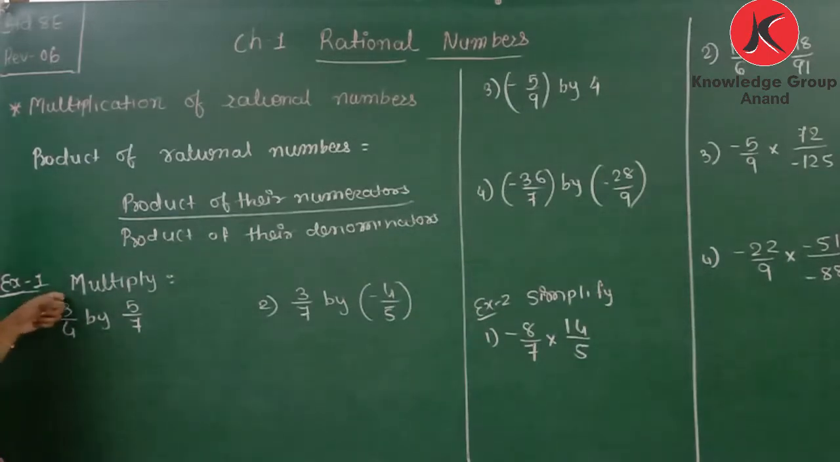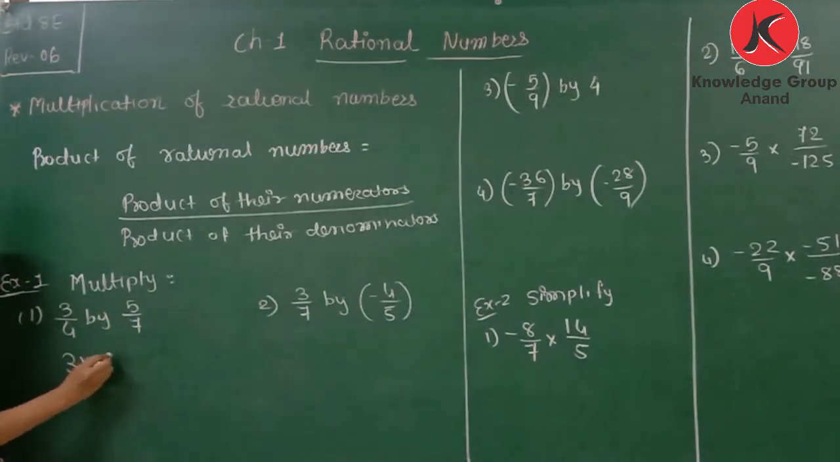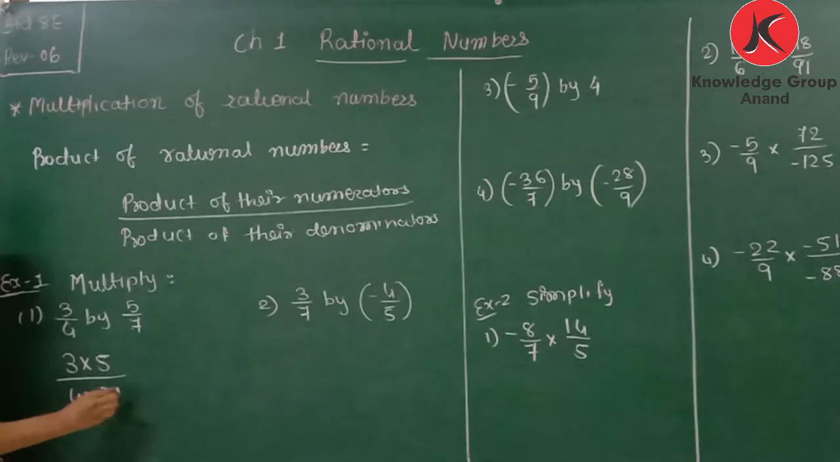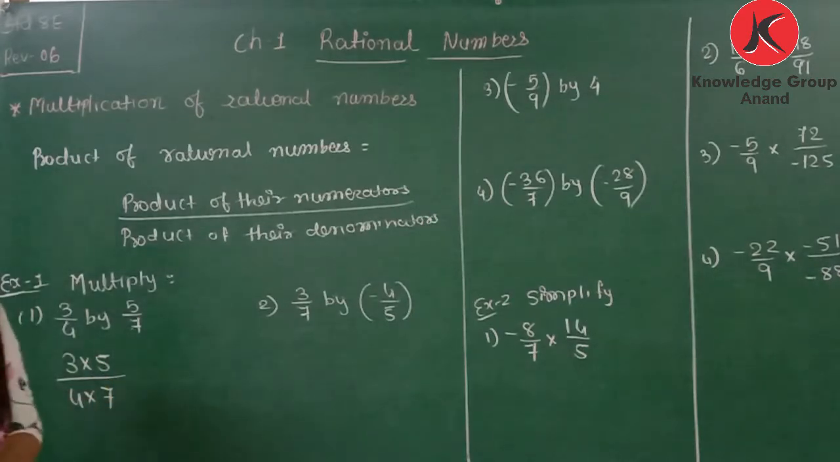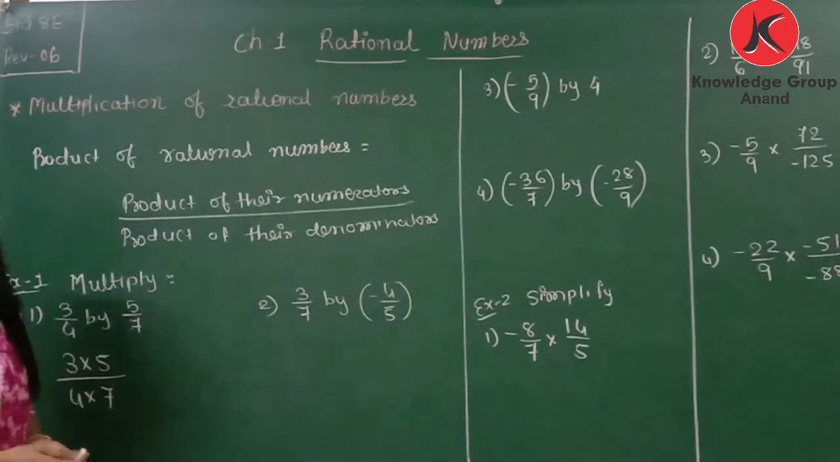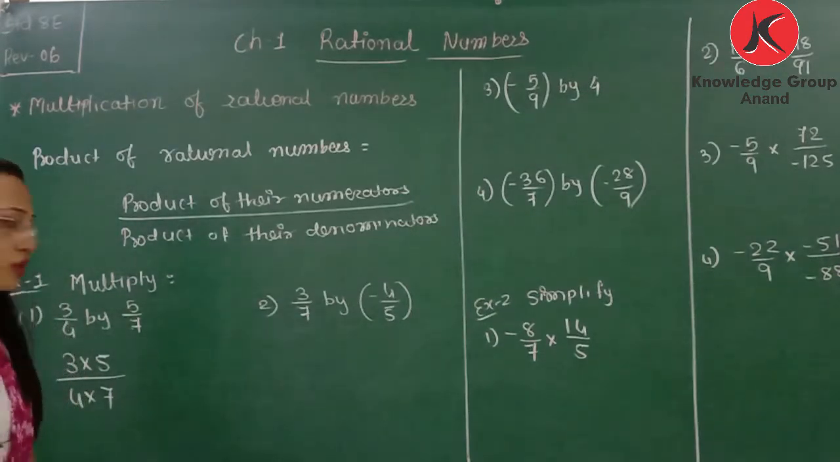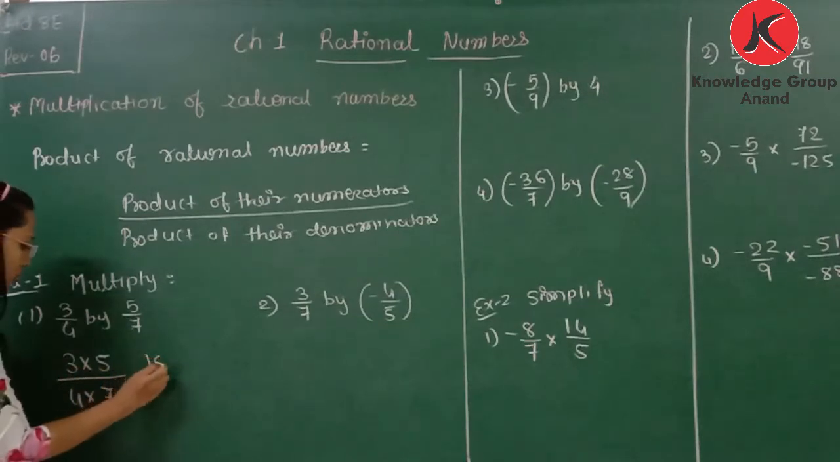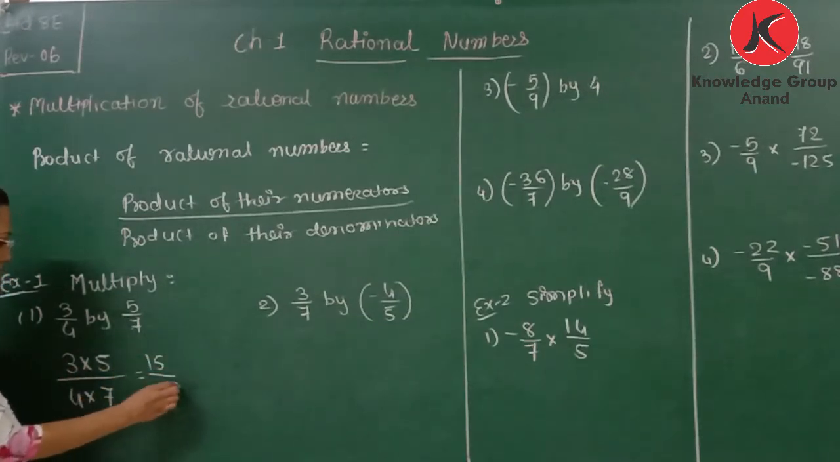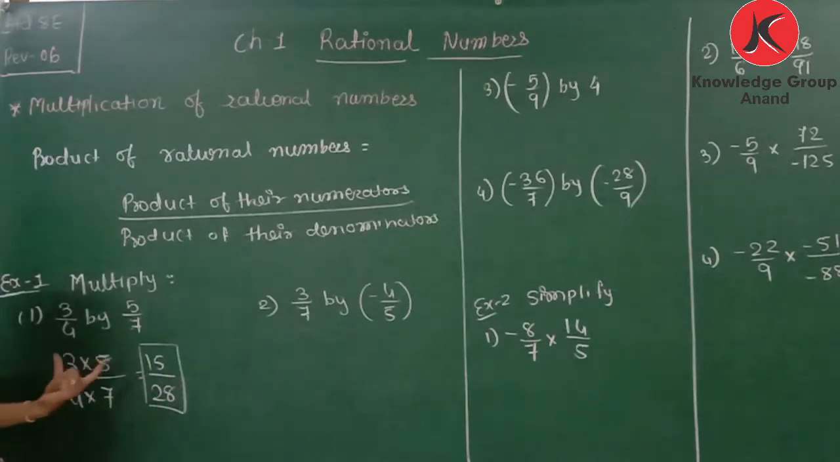Example 1, multiply 3 by 4 with 5 by 7. Here you can write the multiplication of numerators, that is 3 multiply 5, divided by 4 multiply 7. This is the same as we perform the multiplication of fractions, but rational numbers include negative fractions also. So 3 fives are 15, 4 sevens are 28. This will be our answer. You only need to multiply the numerators and denominators. If there is a common factor between numerator and denominator, then you can also cut the common factor.